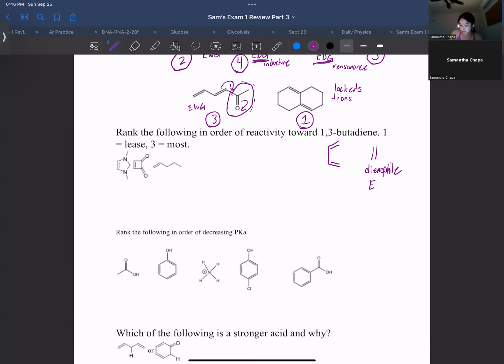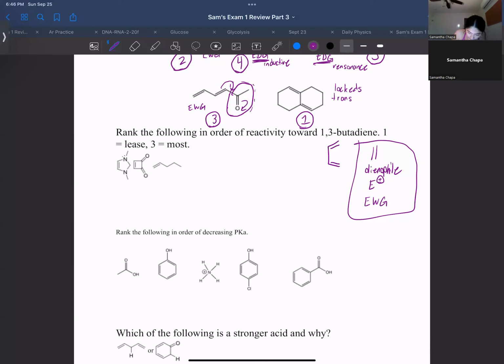We know that they're electrophiles and that they like electron withdrawing groups. So this is what we're looking for, electron withdrawing groups. Then I look at each one of these. And the first thing I have to do is identify electron withdrawing or donating.